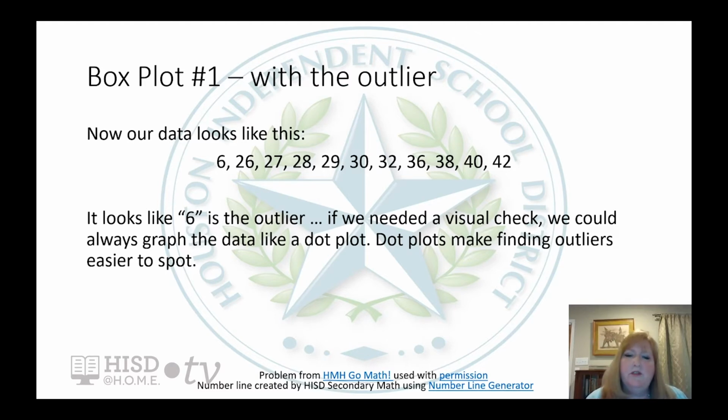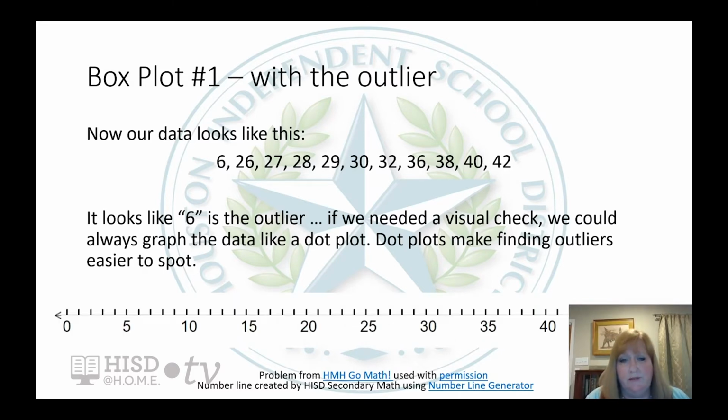And we can always do that by graphing the data like a dot plot. Dot plots make finding the outliers really easy. So I put out a number line, and then I plot each of my data points on the number line. And sure enough, all of the data points are pretty close together, except 6 to 26. That's a huge gap between those two data points. So that's how I know that 6 is the outlier for this data.